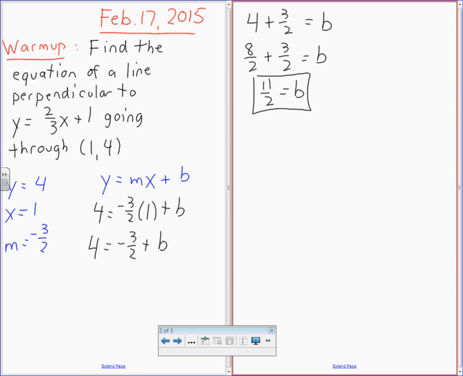All right, that's fine. So what's the equation? I still need to find the actual equation. What's the equation going to be? y equals -3/2 x plus 11/2. Yeah, good. Very good. Okay. So remember, you still need your equation in terms of y and x.